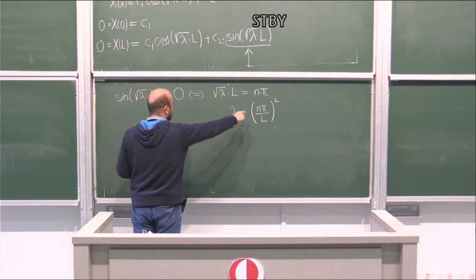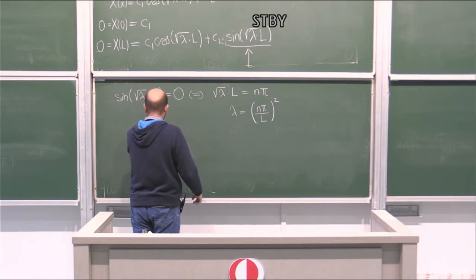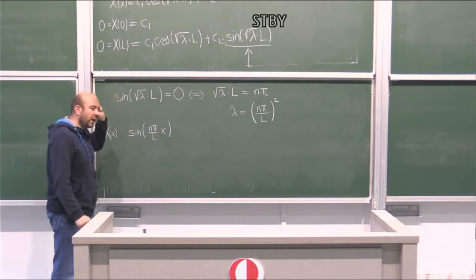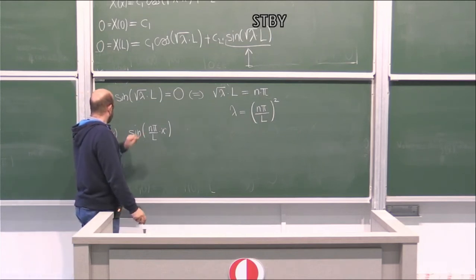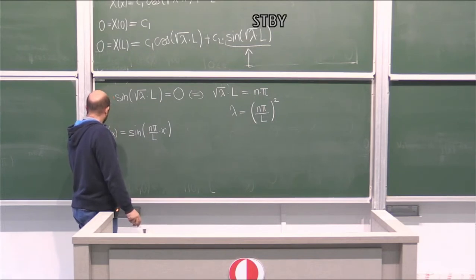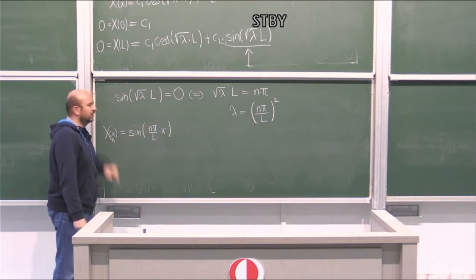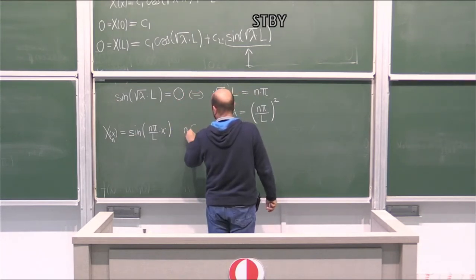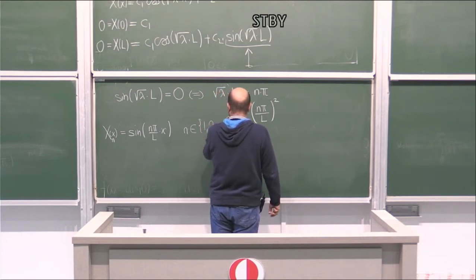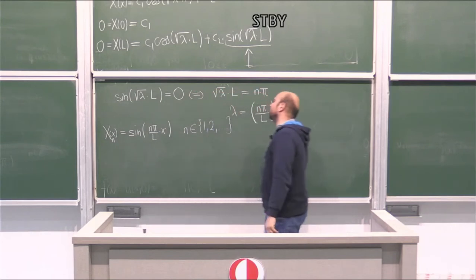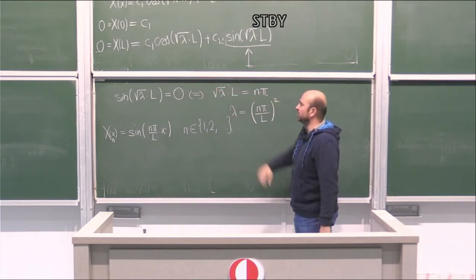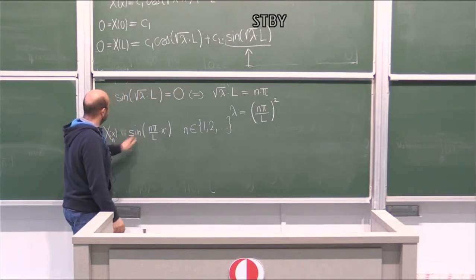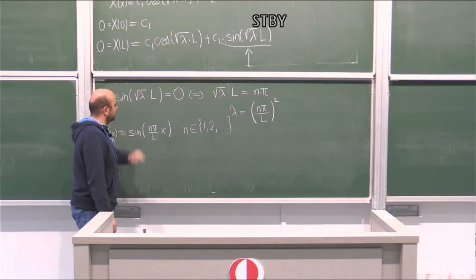Sine of the square root of lambda, n pi over L times x, this is a solution for every n. So depending on n, these are solutions to my problem. Not only these. Of course, any multiple of these is a solution too, so Cn times this is also a solution.